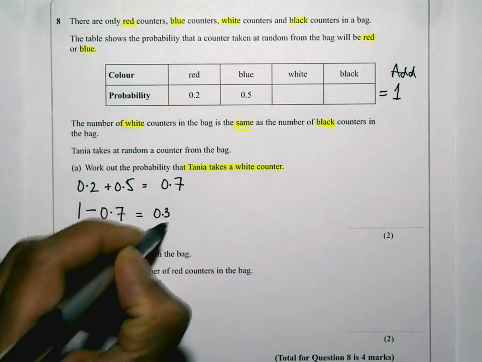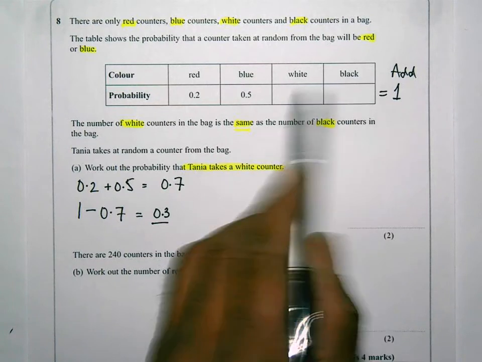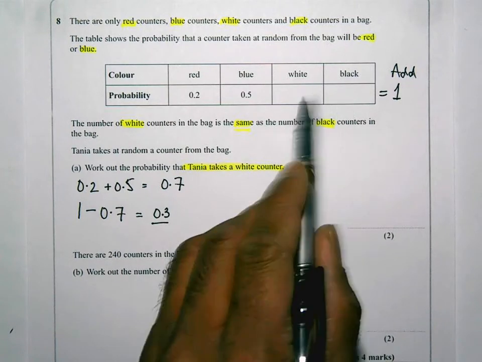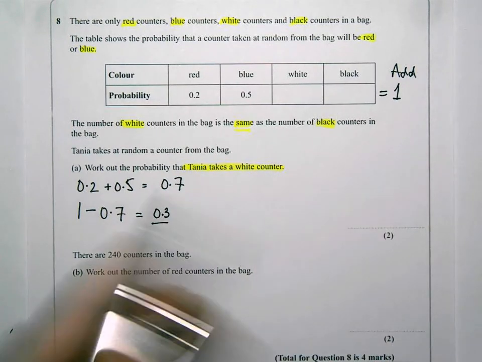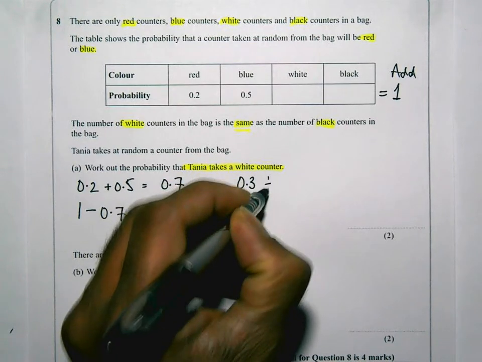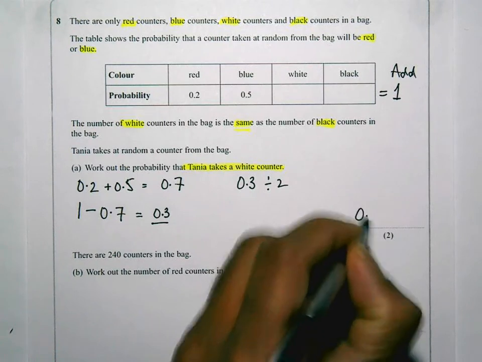And what that means is that these two, the probability of a black and a white, are going to add up to 0.3. But we also know that both of these are exactly the same. So if they're exactly the same, my answer is going to be 0.3 divided by 2. Now 0.3 divided by 2 is going to be 0.15.